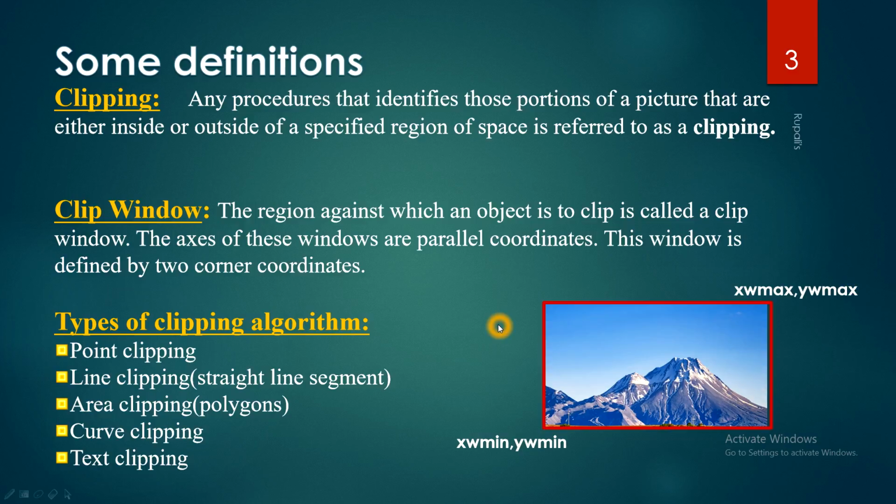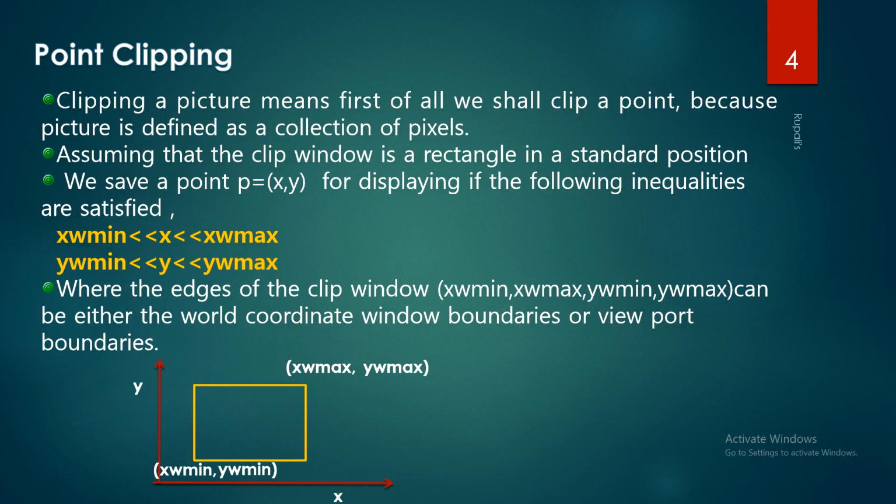Types of clipping. So types of clipping are point clipping, line clipping, area clipping, curve clipping and text clipping. So today we will learn point clipping. Clipping a picture means first of all we shall clip a point, because a picture is defined as a collection of pixels. Assuming that the clip window is a rectangle in a standard position. So this is our clip window. It is a rectangular window.